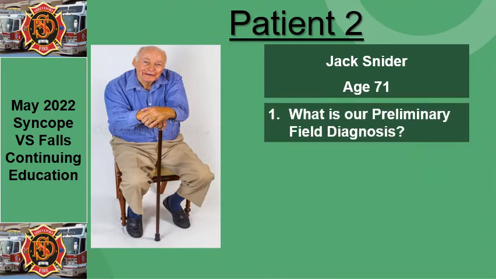So what's our preliminary field diagnosis of Mr. Snyder? Is it a mechanical fall? Is it a pathological fall? Well, going back to what we talked about on the previous slide, our mechanical falls were slips and trips, no LOC, no altered mental status. He has a history of chronic epigastric abdominal pain that's being actively worked up by his doctor.